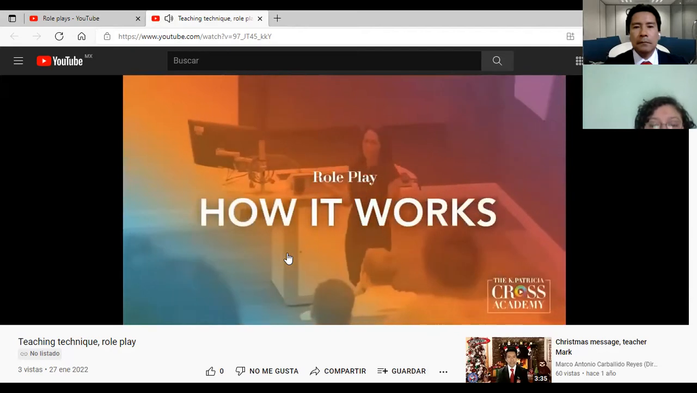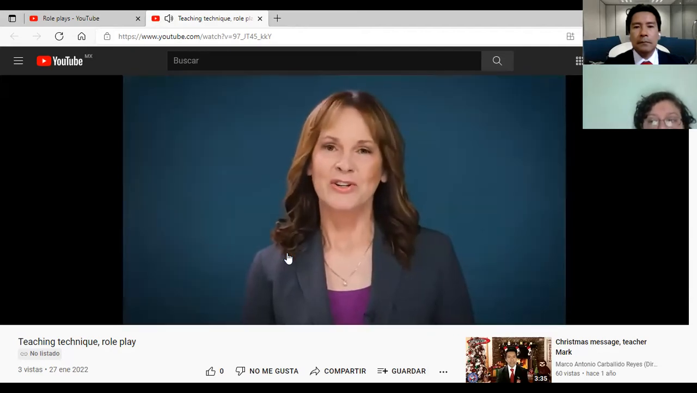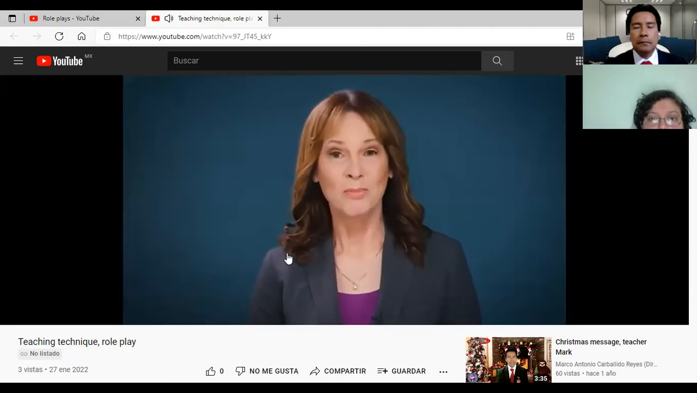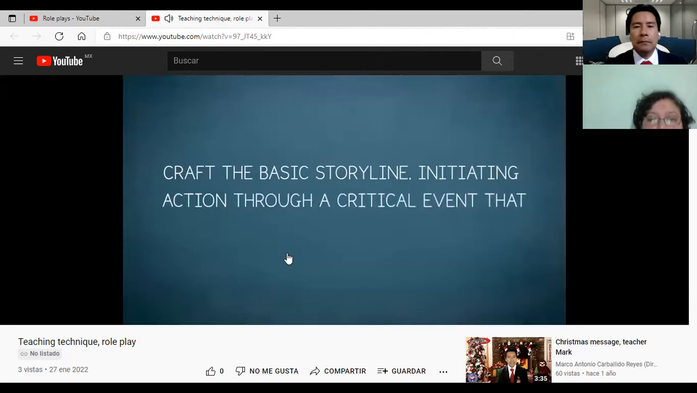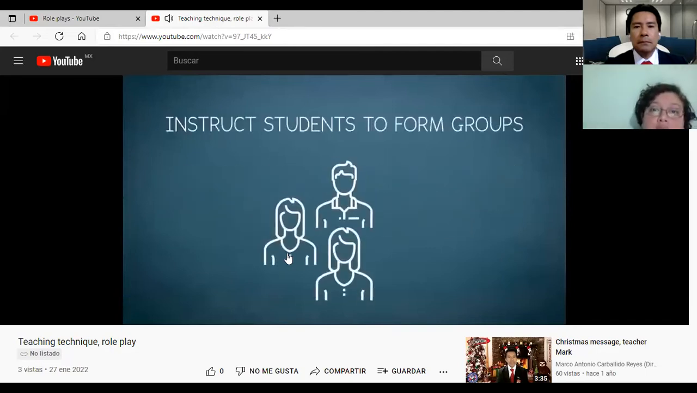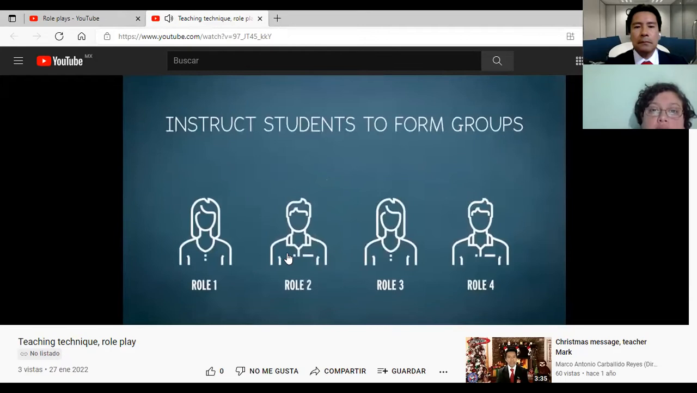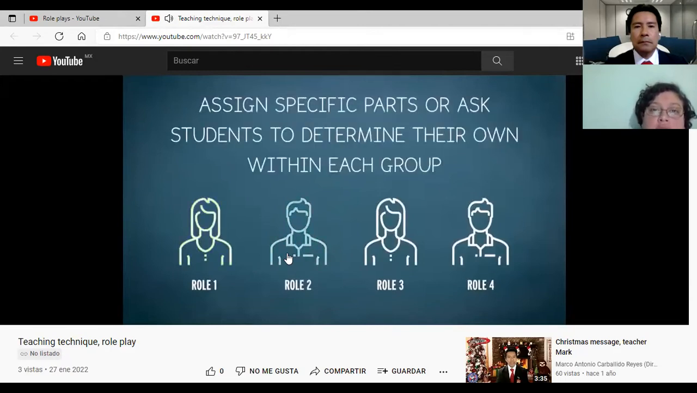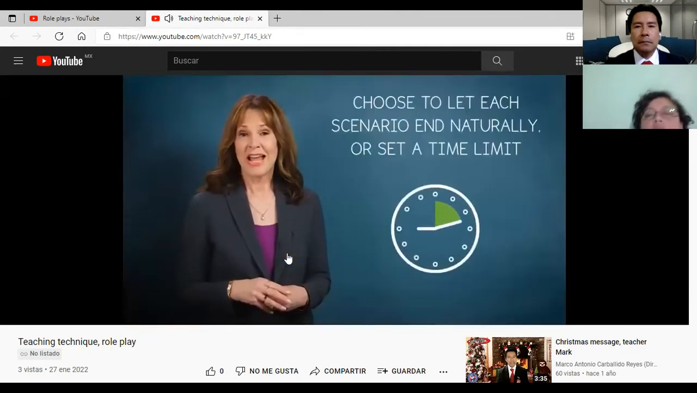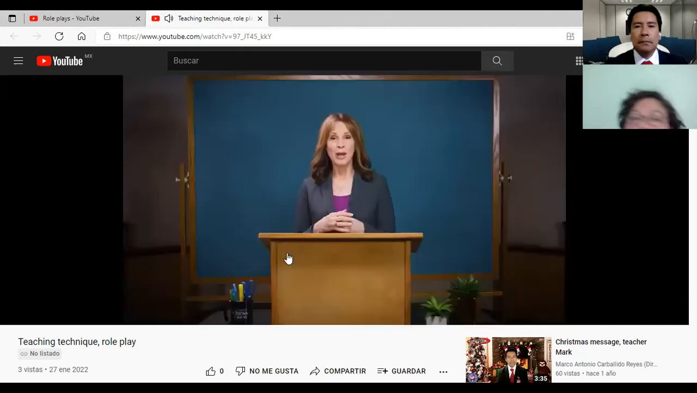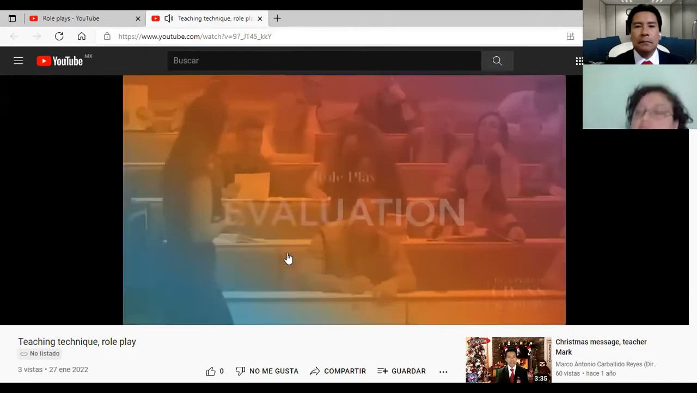Here's how it works. Start with designing a scenario that requires interaction from stakeholders with multiple perspectives. Craft the basic storyline, initiating action through a critical event that students must respond to. Instruct students to form groups with enough members to assume each role. Assign specific parts or ask students to determine their own within each group. Present the scenario to your class and allow time for questions before students start role-playing. You can choose to let each scenario end naturally or set a time limit. Wrap up the project with a class discussion.